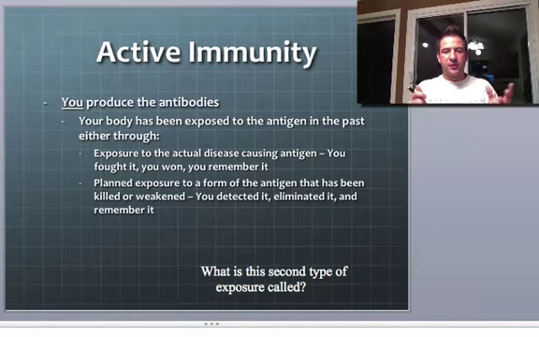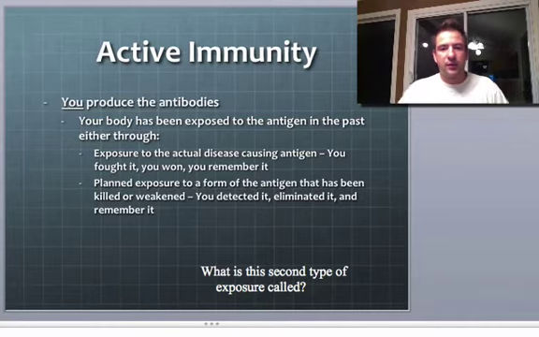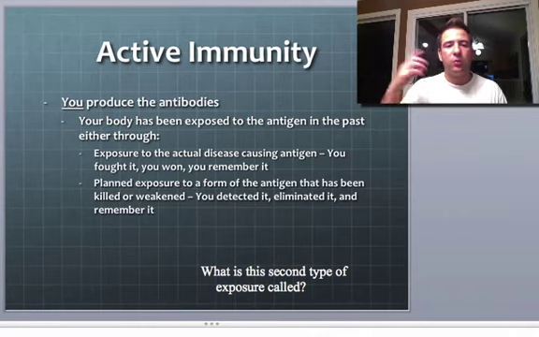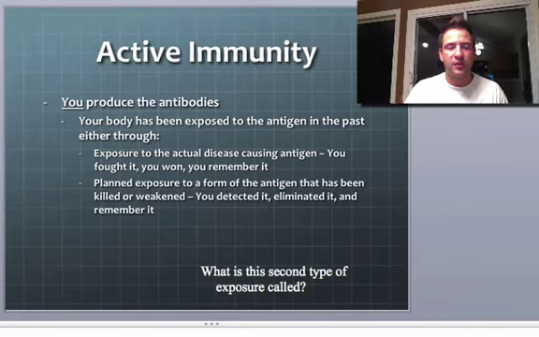The T cells are killers, and the B cells produce antibodies that are going to attach to the antigen and break it apart. The other is planned exposure to an antigen that has been killed or weakened. So you detected it, you eliminated it, and you remembered it. Remember, these antibodies remember, and when we remember them, then we can attack them. The B cells produce the antibodies, and the T cells are the killers.